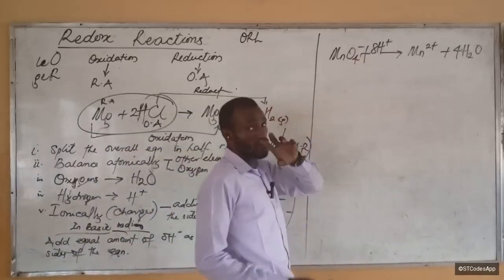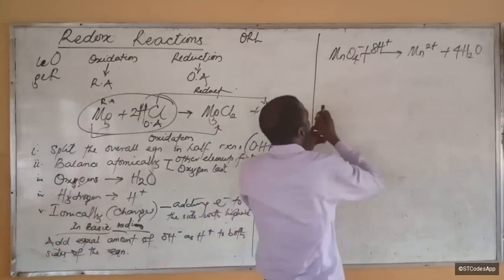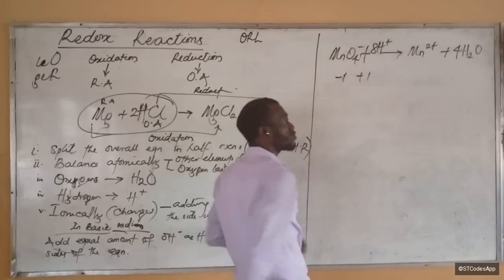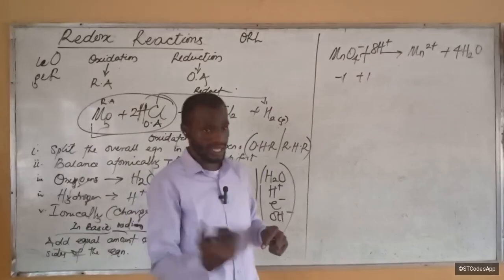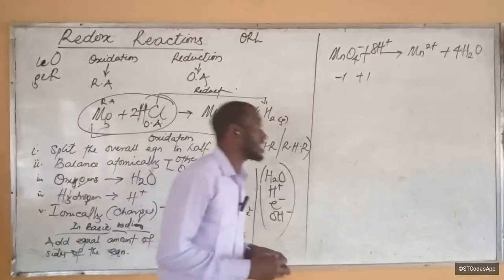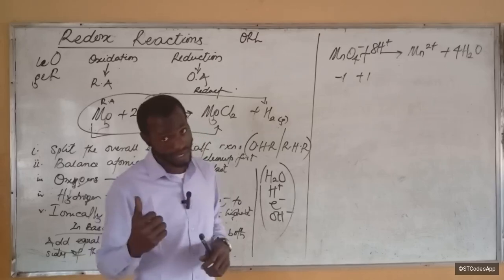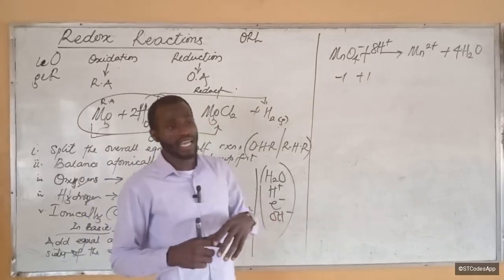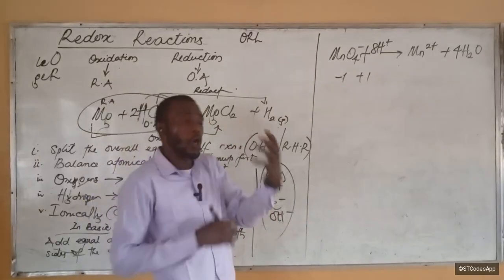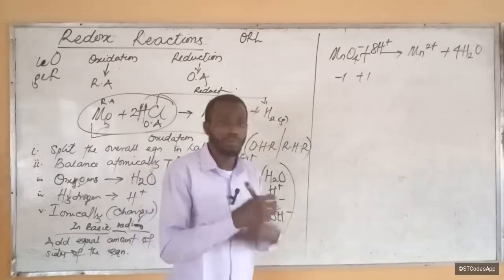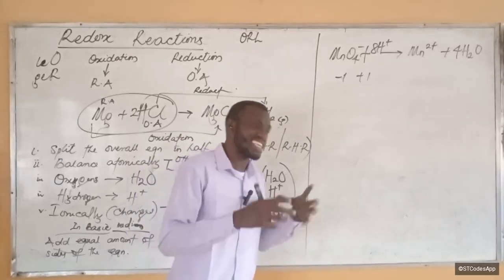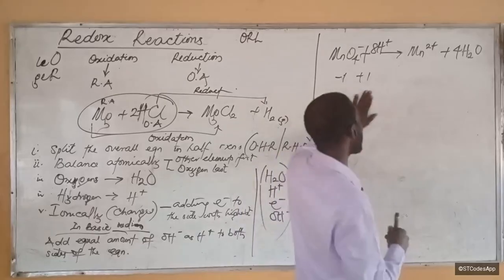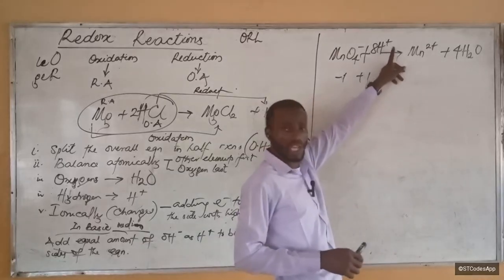What's the total charge here now? You have to listen carefully here. The total charge here is -1. What's the total charge on this side? It is +1. I told you yesterday that when there is no charge on an atom, a molecule, or a compound, that atom is said to have zero charge, ground state charge. But when you have a charge written here, then there is a charge.